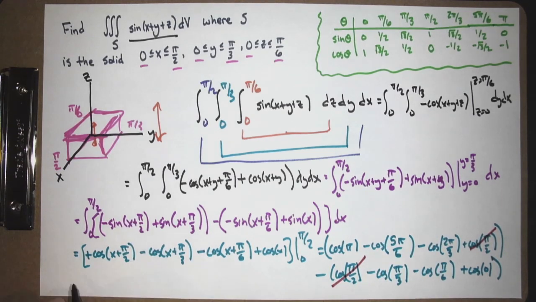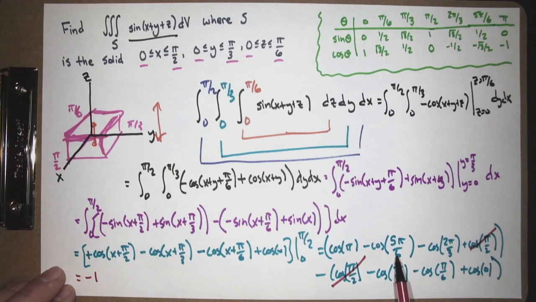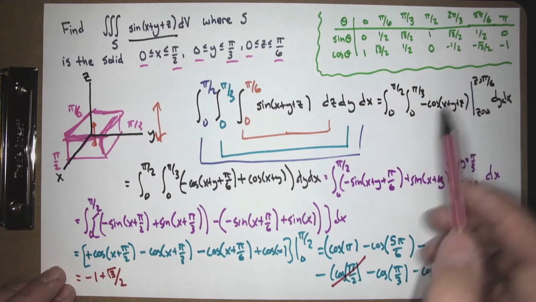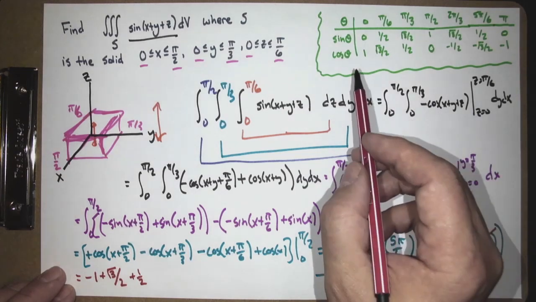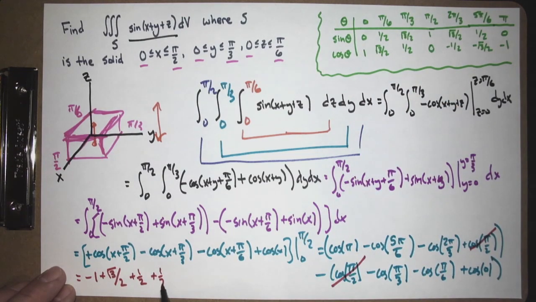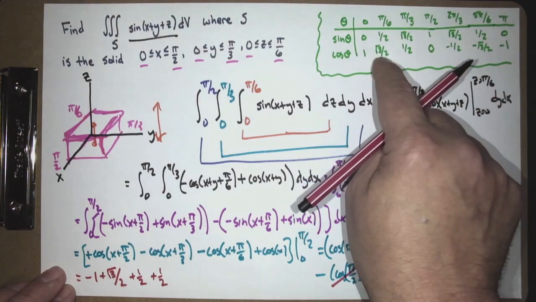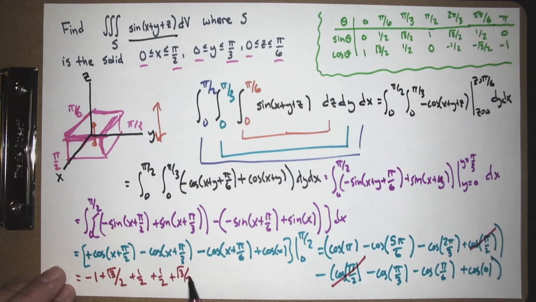Cosine pi, negative 1. Cosine 5 pi over 6 is negative root 3 over 2, so minus minus makes plus root 3 over 2. Cosine 2 pi over 3 is minus a half. Minus minus makes plus a half. Then we have plus cosine pi over 3. So cosine pi over 3 is plus a half. Plus cosine pi over 6. Cosine pi over 6 is plus square root of 3 over 2. And then minus cosine of 0. Cosine of 0 is 1.